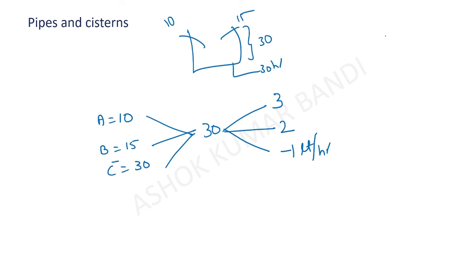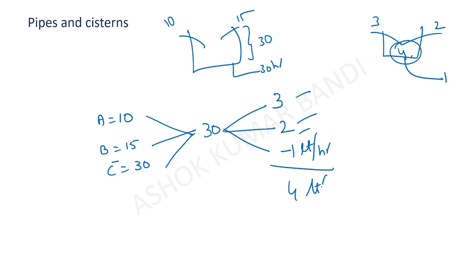So what will happen after 1 hour? This is going to pour 3 liters. This is going to pour 2 liters. This is going to empty 1 liter. So as a result, you are going to have only 4 liters inside. See here, add all of them because you are opening all of them. So 3 plus 2 minus 1, you are going to get 4 liters per hour. That means if you open all of them, you can fill only 4 liters in 1 hour.